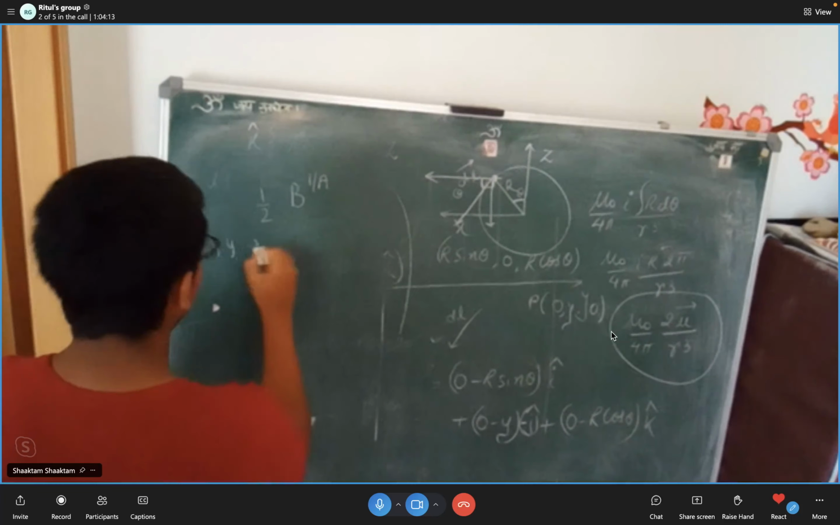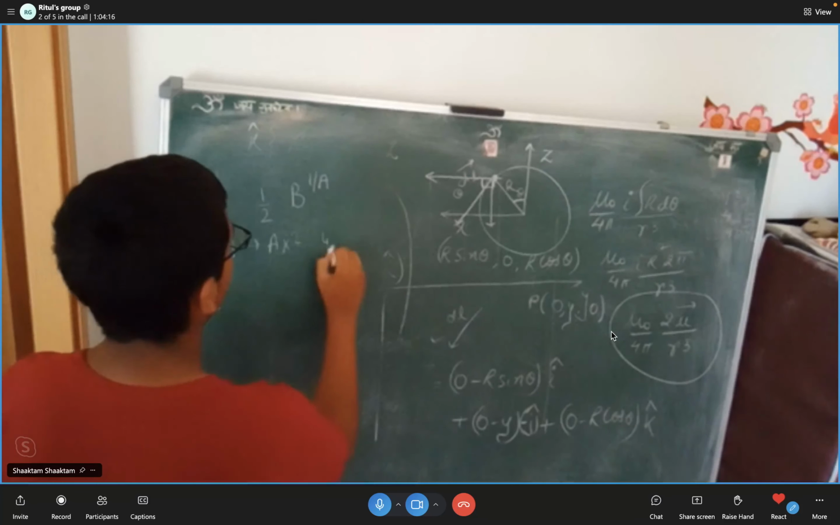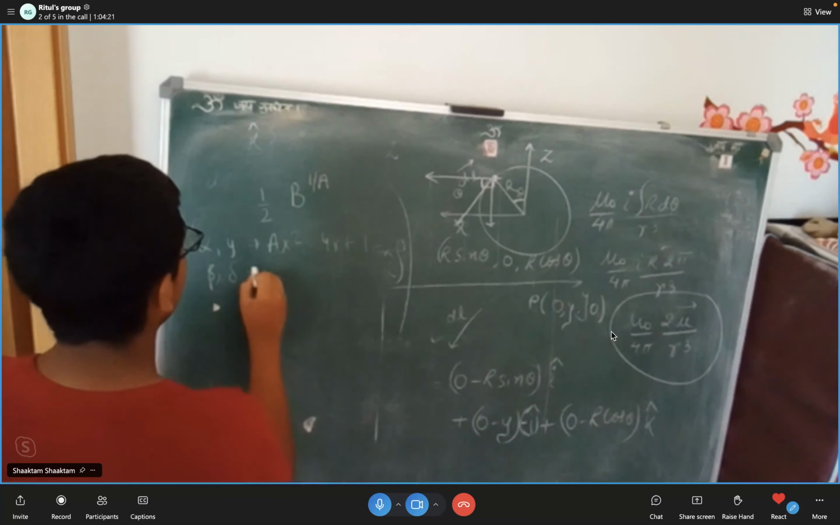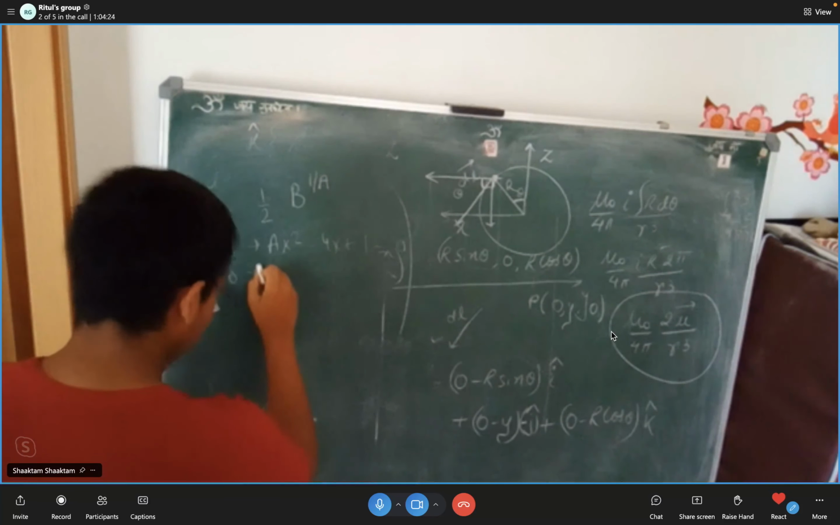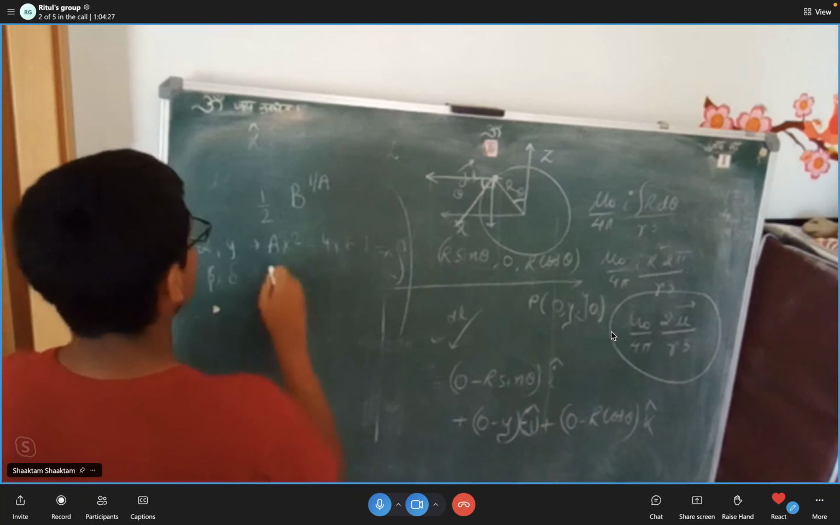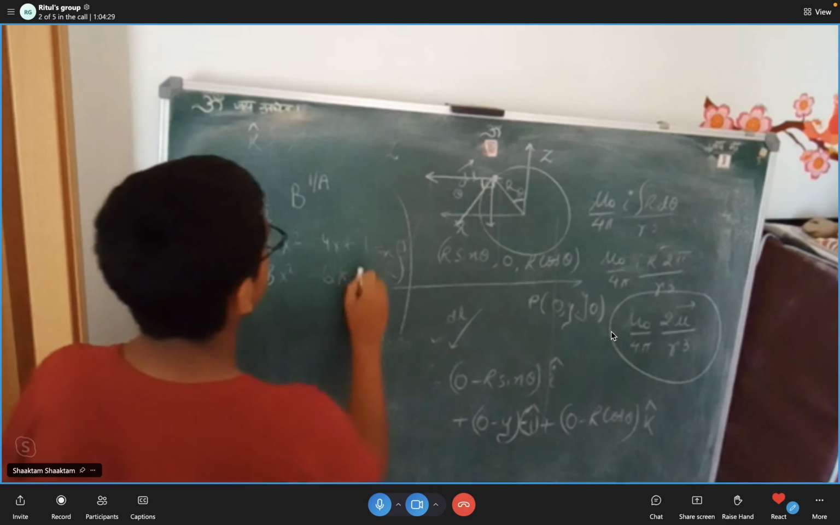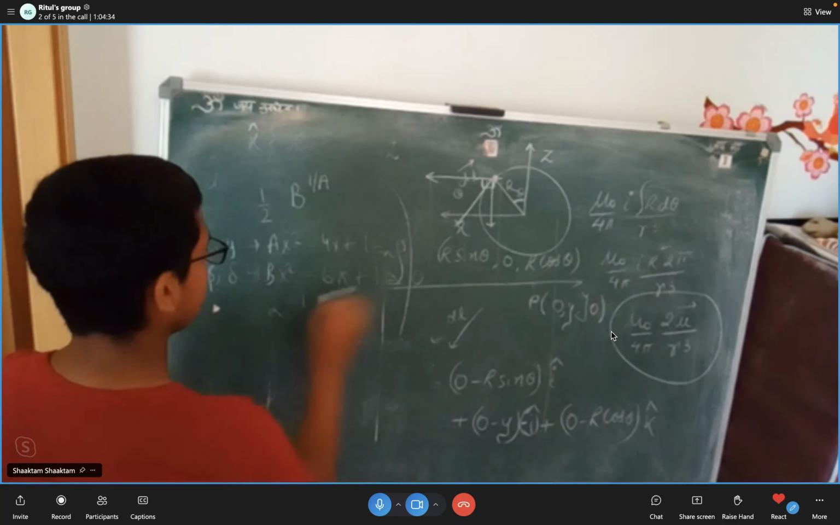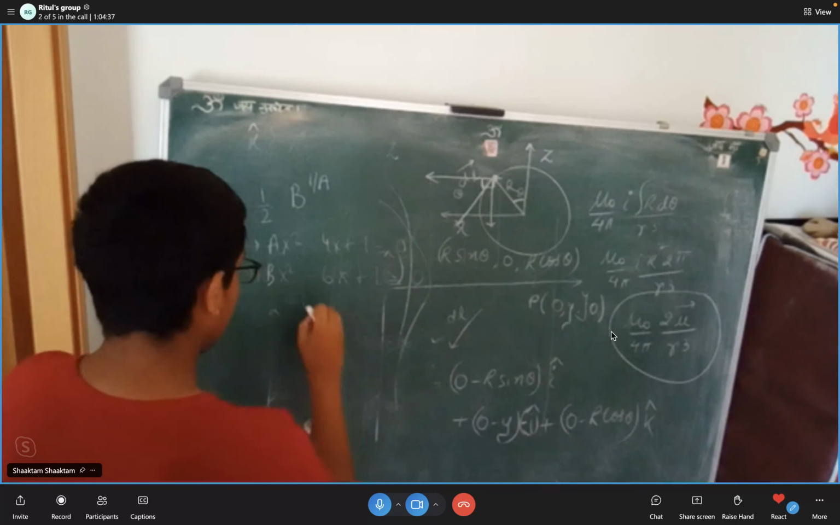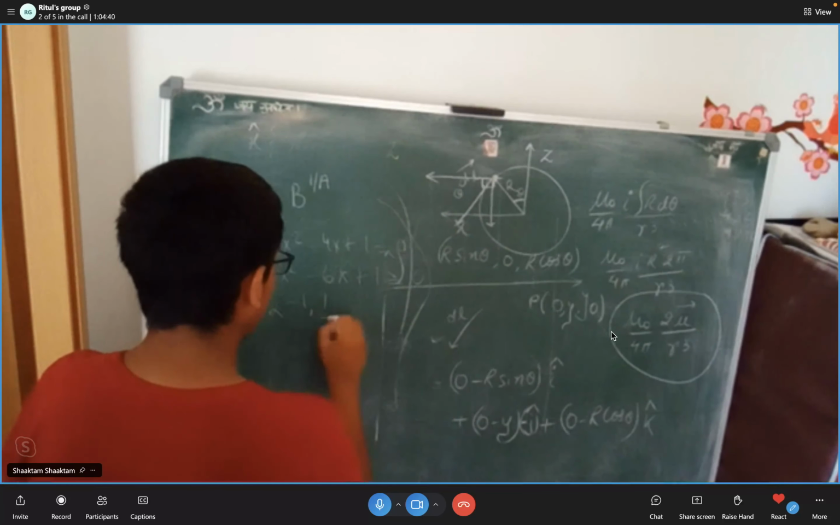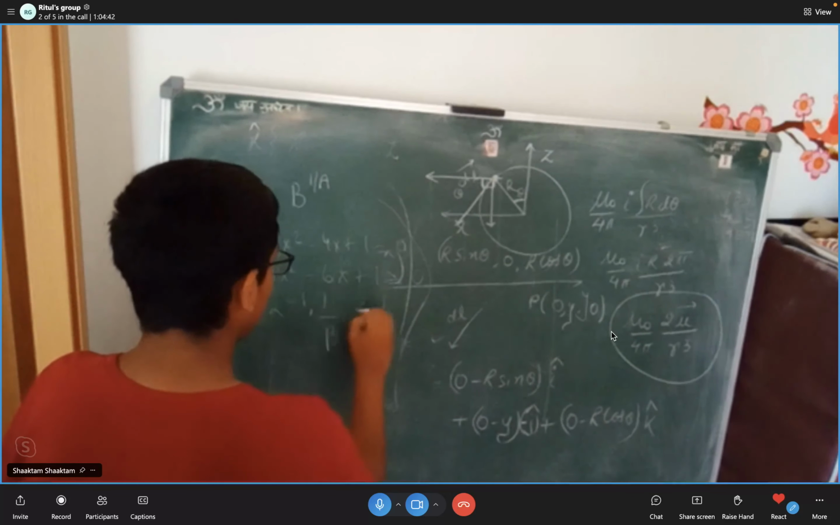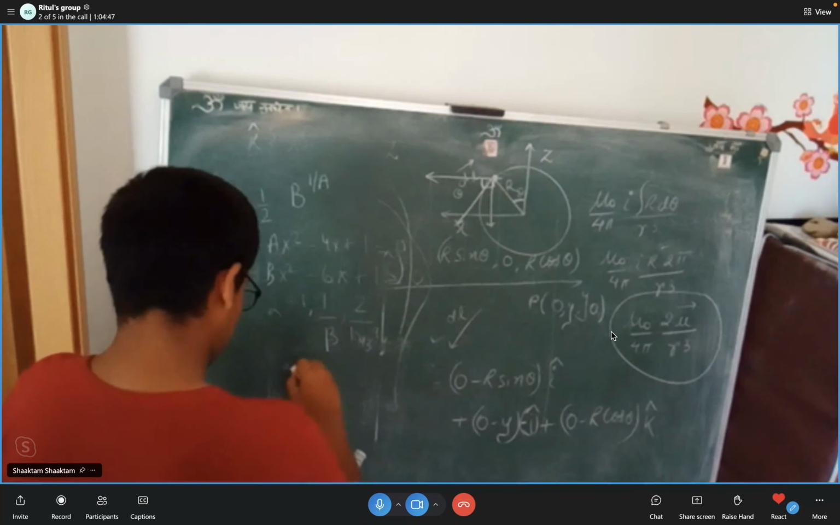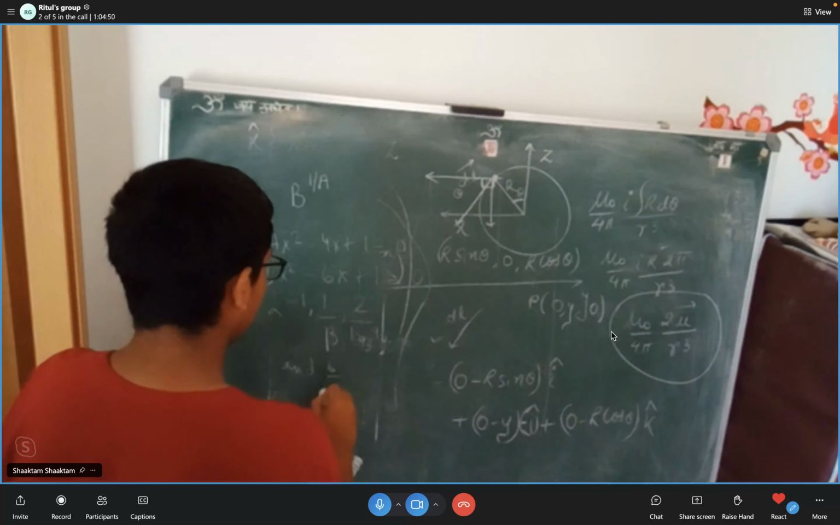Alpha and gamma are the roots of ax square minus 4x plus 1 equals 0. Beta and delta are the roots of bx square minus 6x plus 1 equals 0. Alpha is to minus 1, 1 by beta, 2 by log to the base 3 of 9 gamma, and delta by delta square.